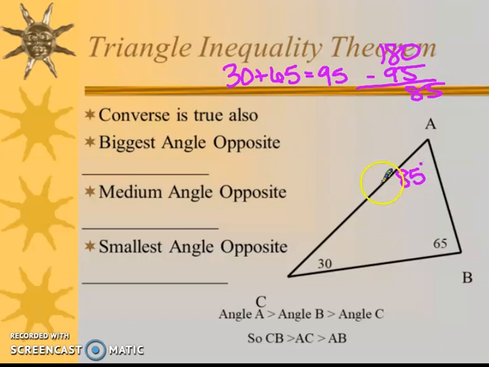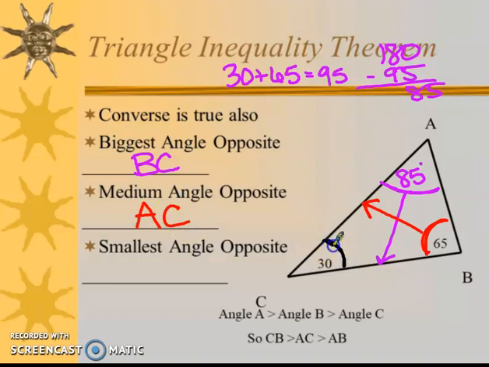Now, if I look, 85 is my largest angle, so I'm going to go directly across from it. That means my largest side is BC. If I look at my medium angle, that's 65. I'm going to go directly across. That is AC. And if I look at my smallest angle of 30, I'm going to go directly across, and that is AB.